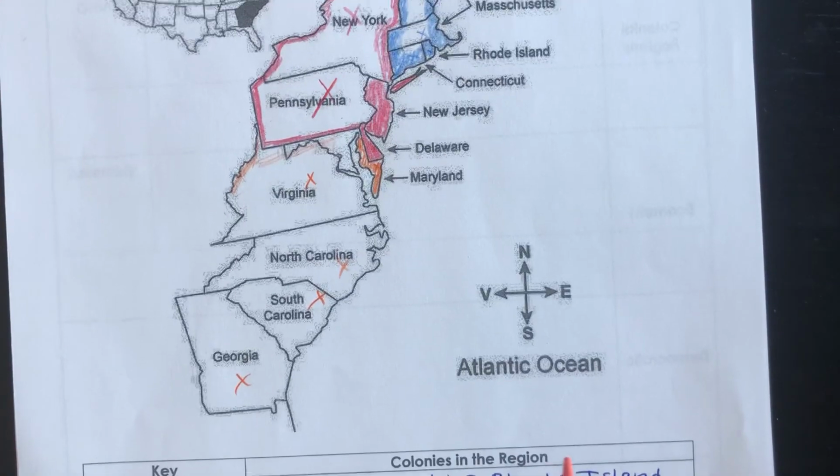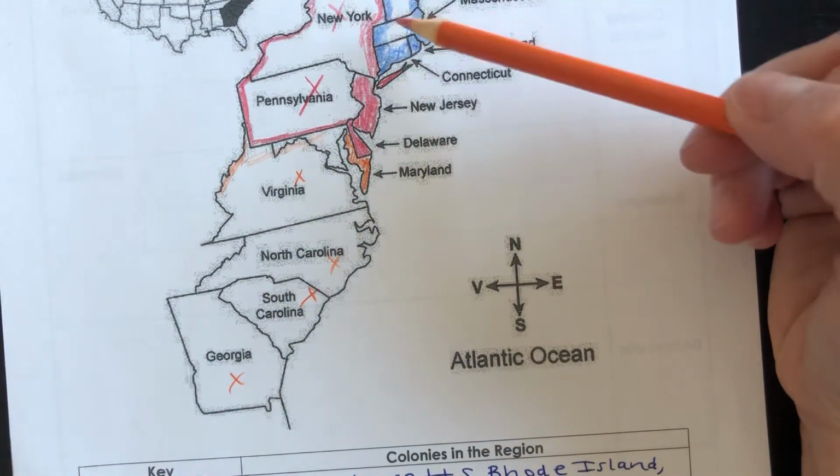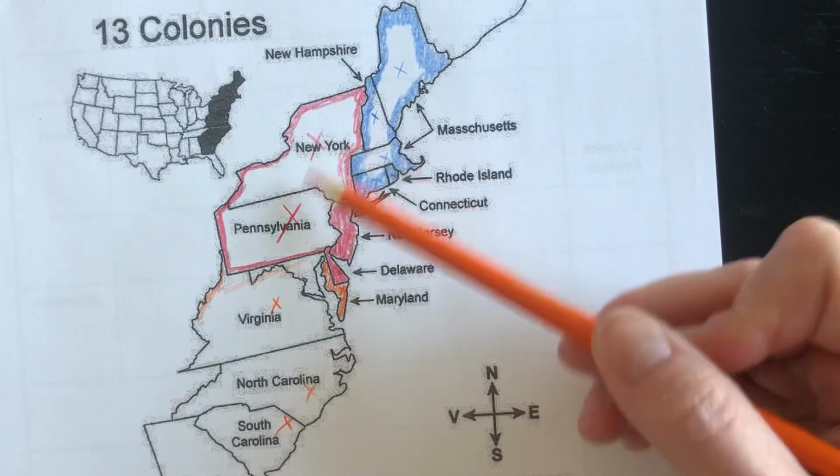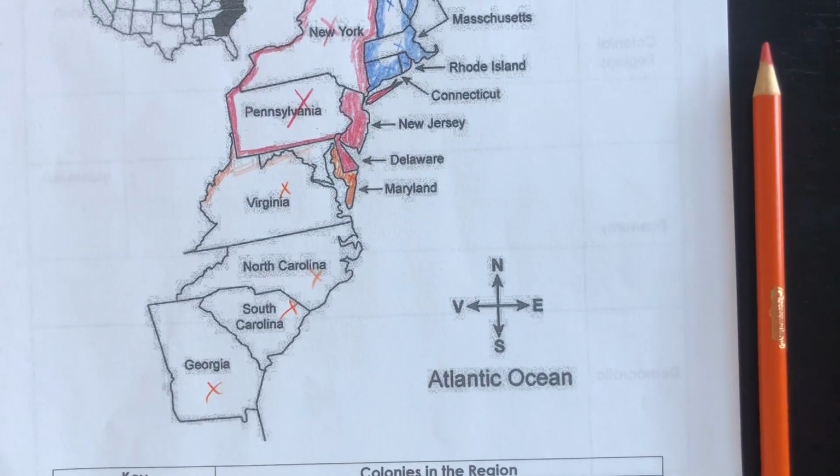So what I need you to do for the rest of the time is finish coloring all of this in. So this whole entire section is blue, this whole section's red, and this whole section is orange, and then you are all set. Thanks for watching.